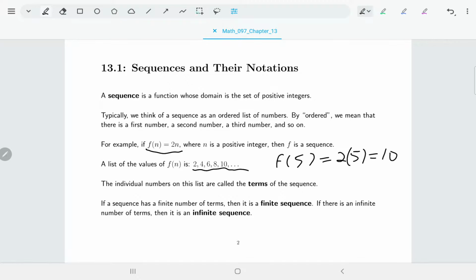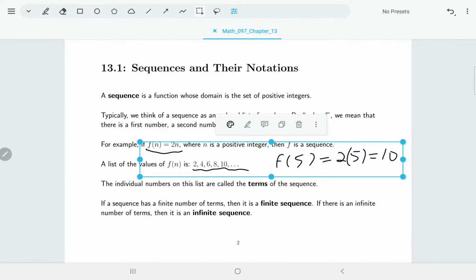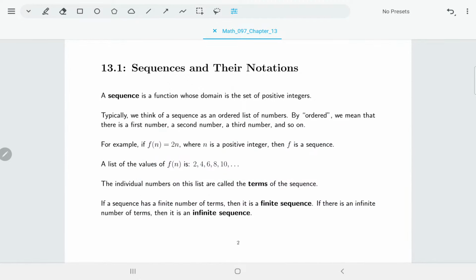Now, when we're looking at sequences, there are both infinite sequences and also finite sequences. So the list that I've got there, 2, 4, 6, 8, 10, with dots showing that that list goes on forever, that would be an infinite sequence. But a sequence can also just be a finite sequence. We might only have a finite number of things in that list.